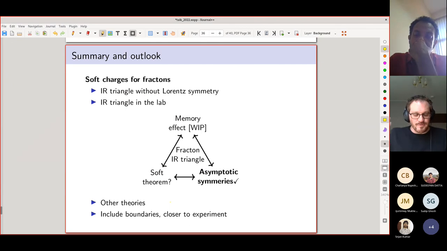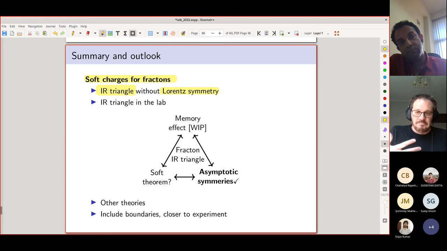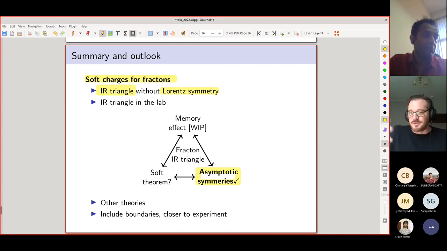And then we have also talked a little bit about soft charges of fractons. So the bigger question is, are there infrared triangles without Lorentz symmetries? And I think there are some encouraging results. So there are some interesting asymptotic symmetries that very much generalize this theory. But there are a lot of other fractonic theories and gauge theories which have different properties, but similar properties, so that you could expect them to also have some kind of infrared triangles.